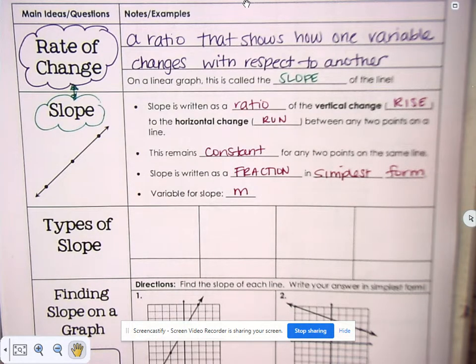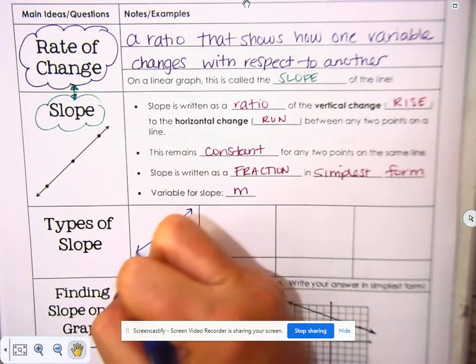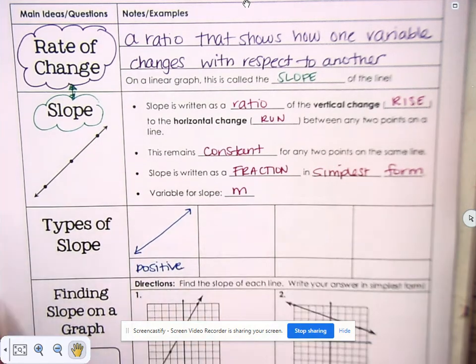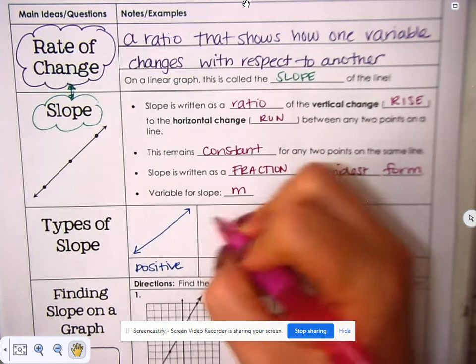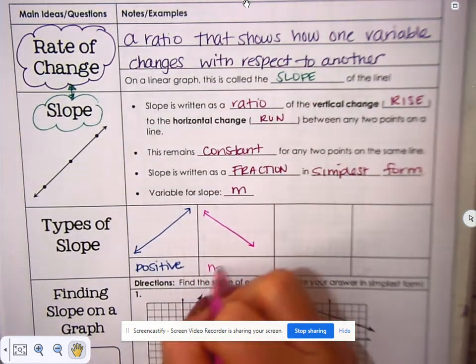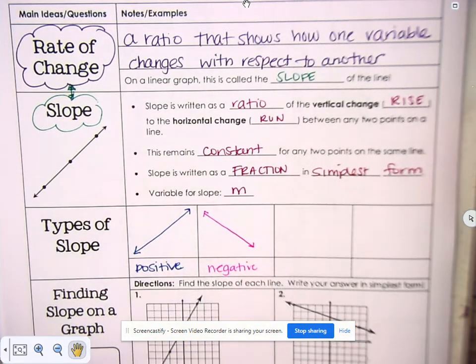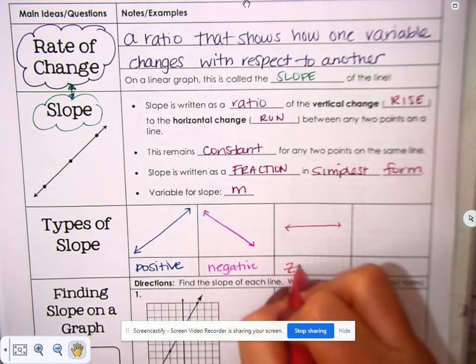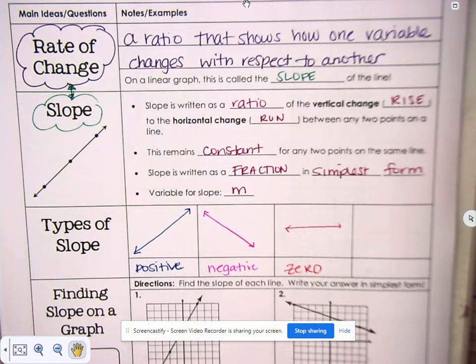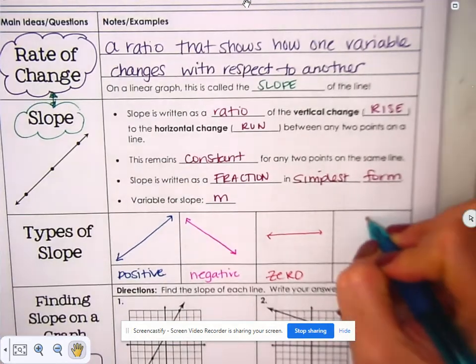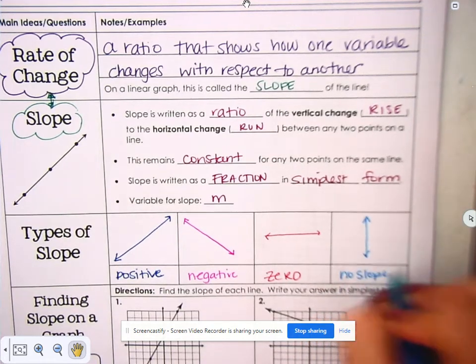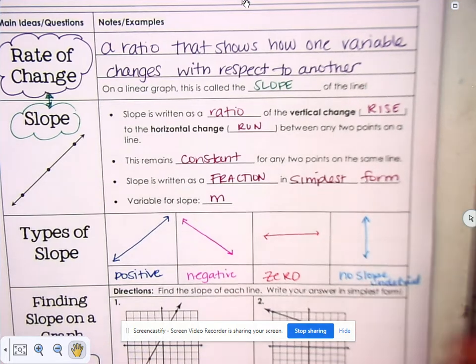All right, so there are four different types of slopes. The first one is a line that increases from left to right, and this has a positive slope. We have a line that decreases from left to right, and this has a negative slope. We have a line that goes straight across from left to right, and this one has a zero slope, and I'll show you something about that one in a minute. And the last one is a line that goes straight up and down, and this has no slope, or sometimes you see the word undefined.